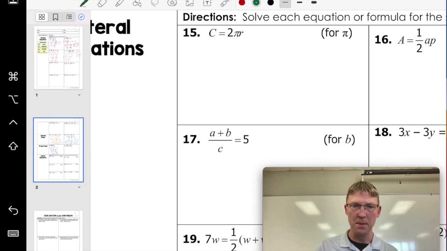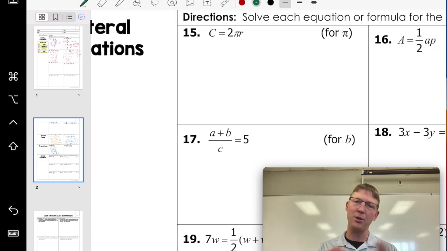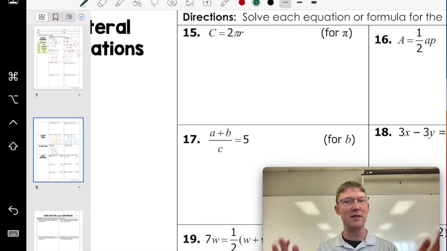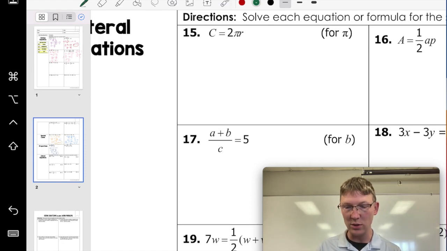Number 14. So we're going to go on to, I wanted to show you how the literal equations kind of work. So the directions say solve each equation or formula for the specific variable. So it's telling you which variable it wants you to solve for, and then you have to play the algebra game to get that variable equals everything else. So you'll see this over and over again, solve for x, solve for y, solve for z, solve for the circumference, solve for whatever. In this case, they are telling you what to solve for.